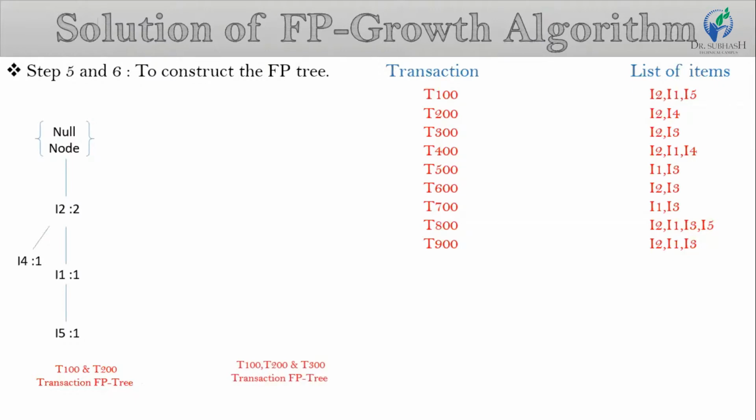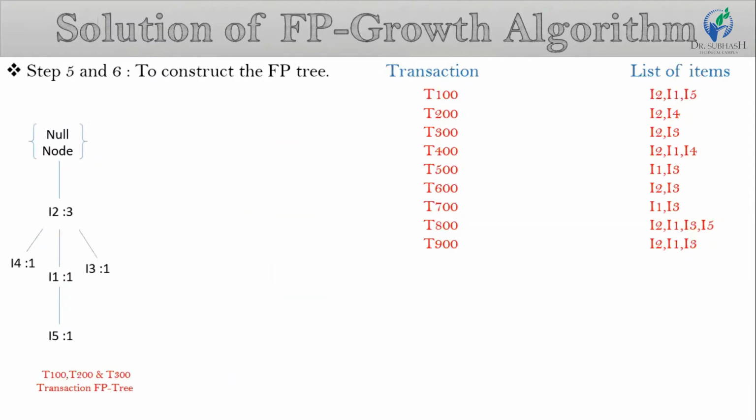Now, the next transaction, T300, contains the items I2 and I3, which would result in a branch where I2 is linked to the root and I3 is linked to I2. However, this branch would share a common prefix I2 with the existing path for transaction T100. Therefore, we instead increment the count of the I2 node by 1 and create a new node I3, with count 1, which is linked as a child of I2. The count of I2 is now 3.